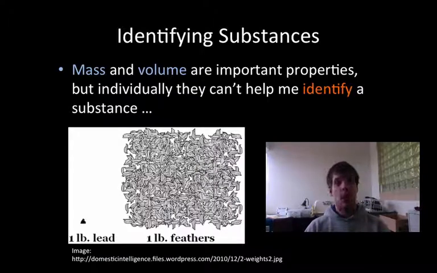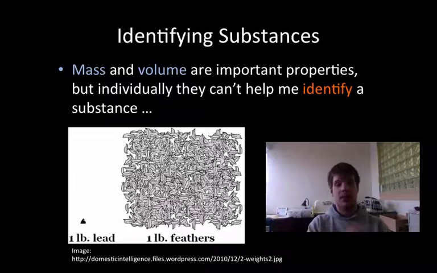So at this point we've talked about mass, we've talked about volume. We said that they were the two properties required for something to be considered matter. But unfortunately, individually, they don't help me to identify what substances are, what the substance is made of.